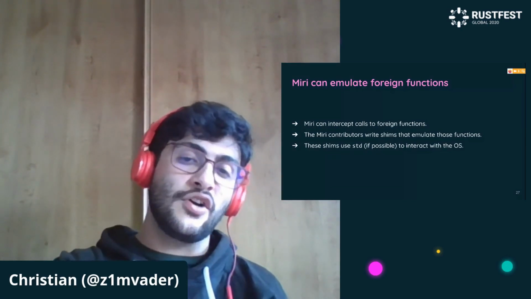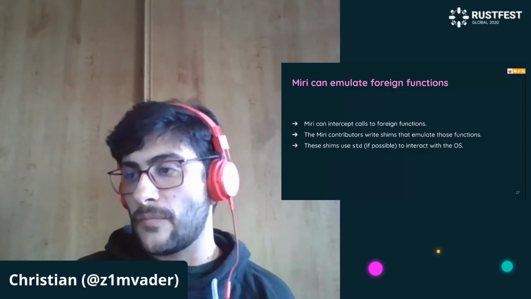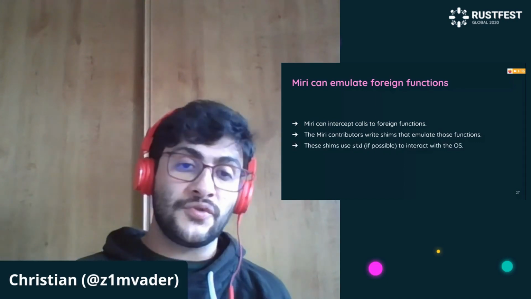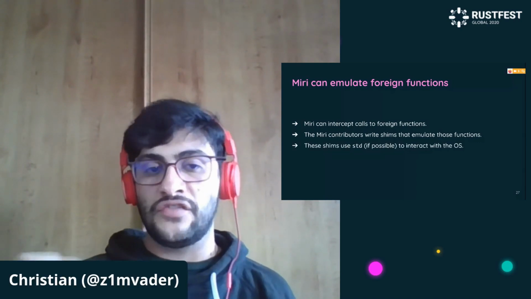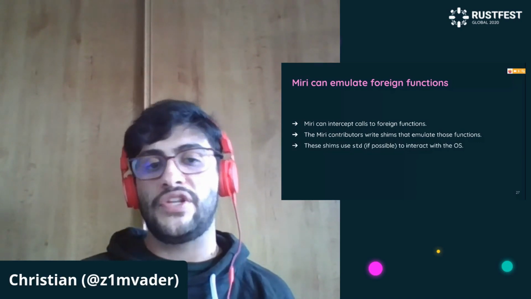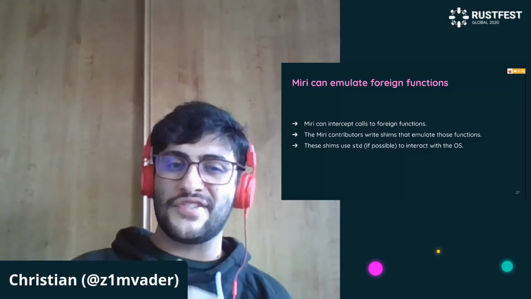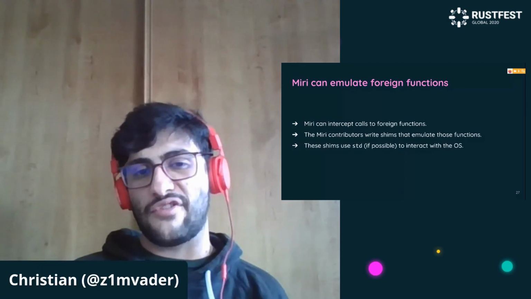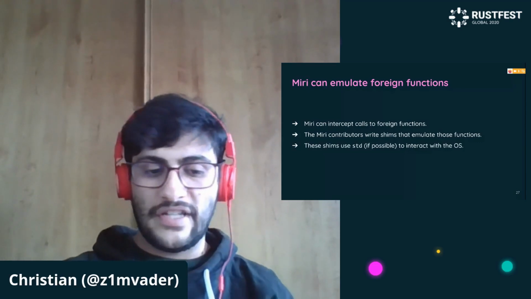We call the code that emulates a function a shim, S-H-I-M. And if a shim needs to interact with the operating system or with any of the resources that the standard library provides, we use the standard library for that. So it's funny because the standard library uses foreign functions, but Miri uses the standard library to emulate some of those foreign functions. Let me show you.